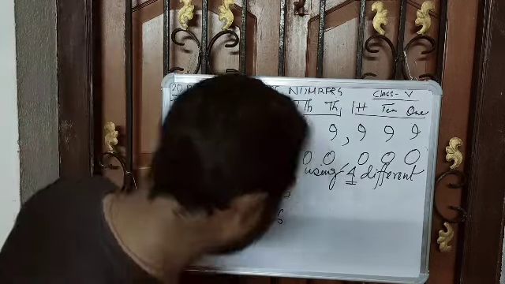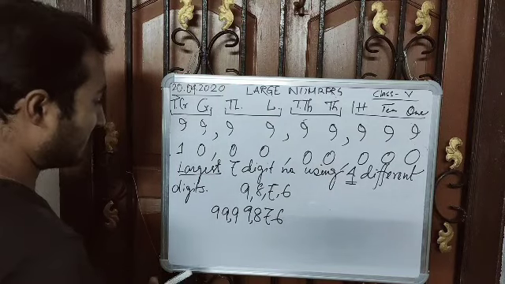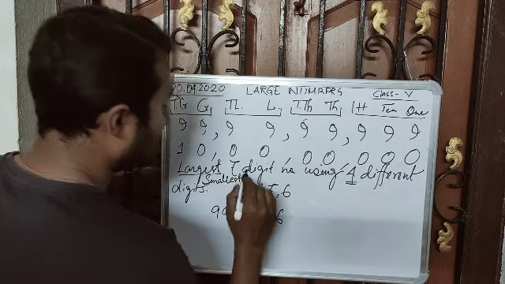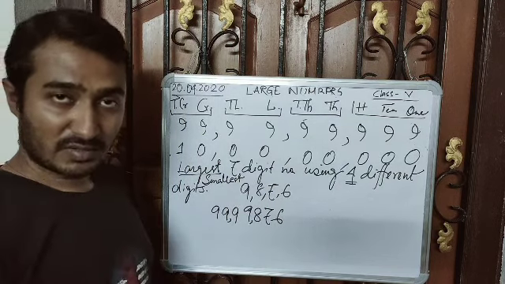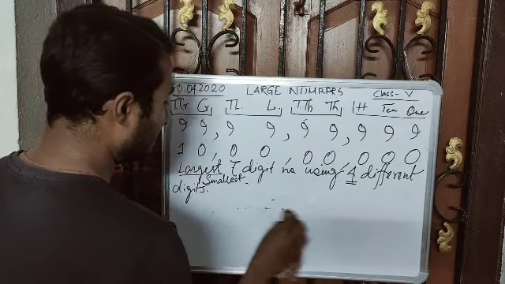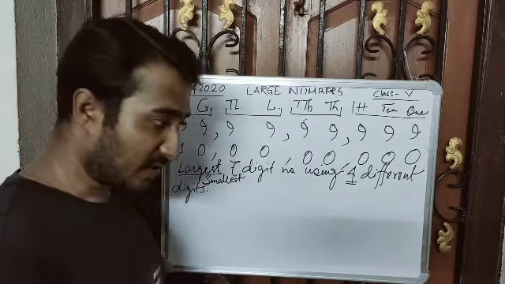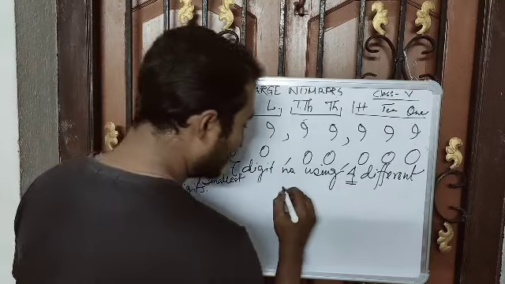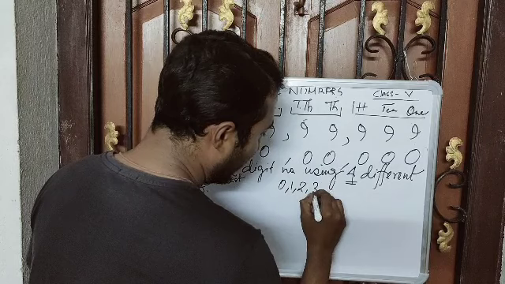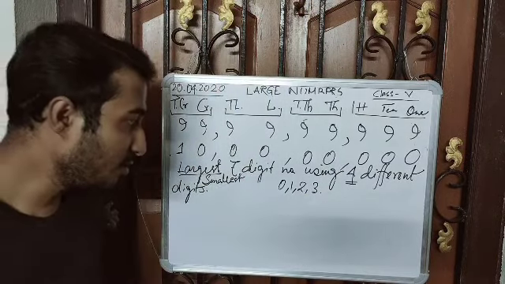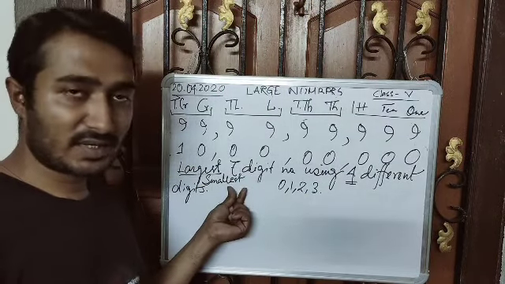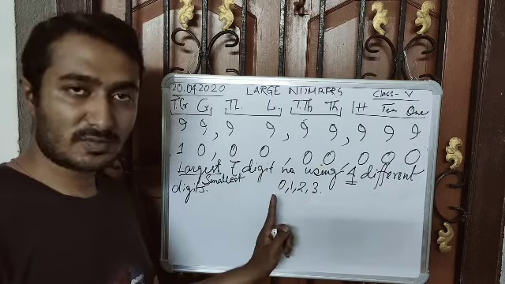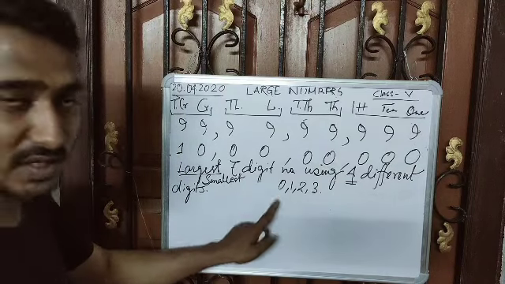Similarly, we can create the smallest number. If you are asked to write the smallest 7-digit number using 4 different digits, how can we write it? Similarly, we first identify the smallest 4 different digits, that is 0, 1, 2 and 3. To make it a 7-digit number, we have to repeat a digit. Which digit will we repeat? The smallest, definitely.